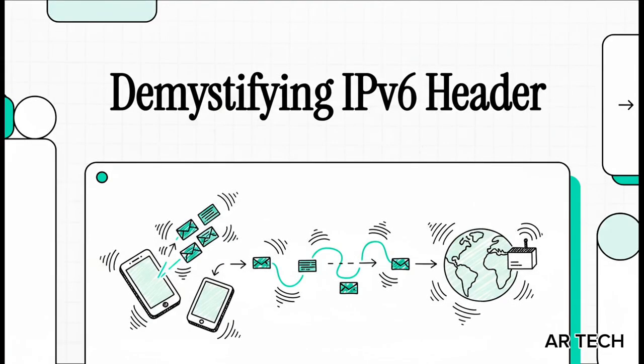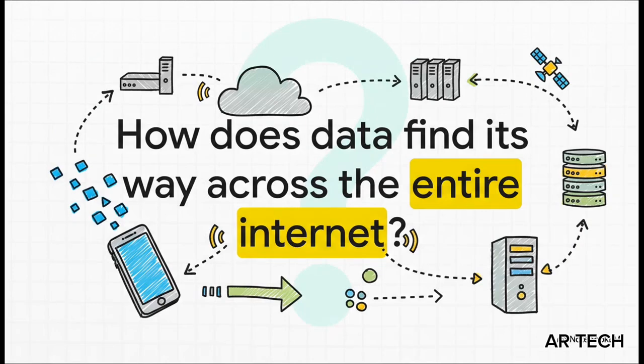Every single time you watch a video or send a quick email, you're tapping into this massive, invisible postal service that runs our digital world. But have you ever stopped to wonder how a single little packet of your data knows exactly where to go? Today, we're going to pull back the curtain on the hidden shipping label that makes it all work, the IPv6 header. I mean, it really is kind of magical, isn't it?